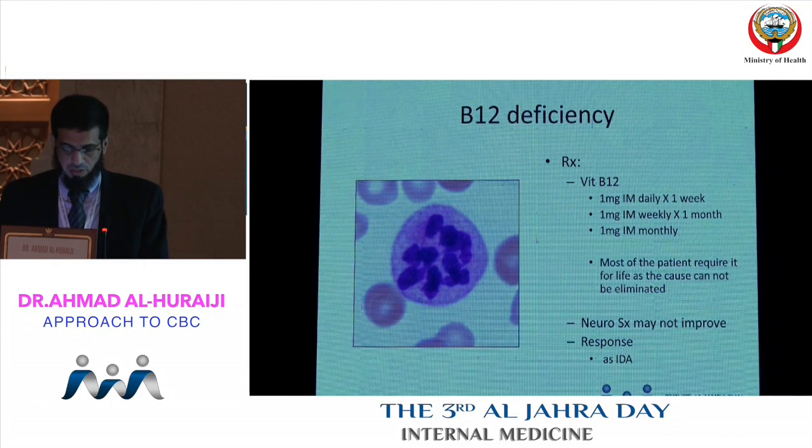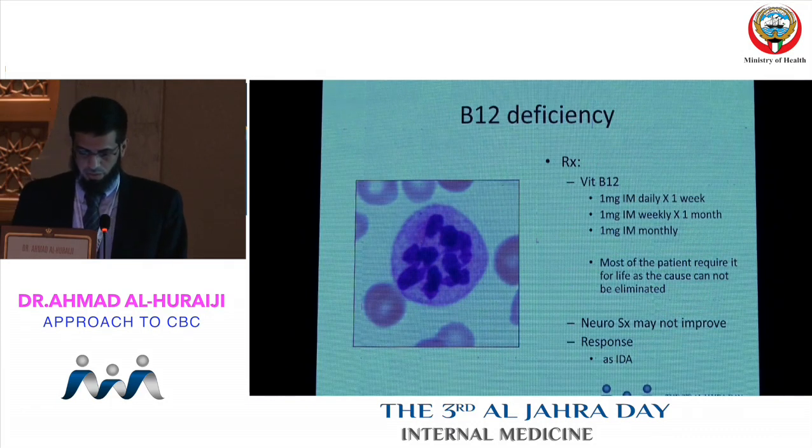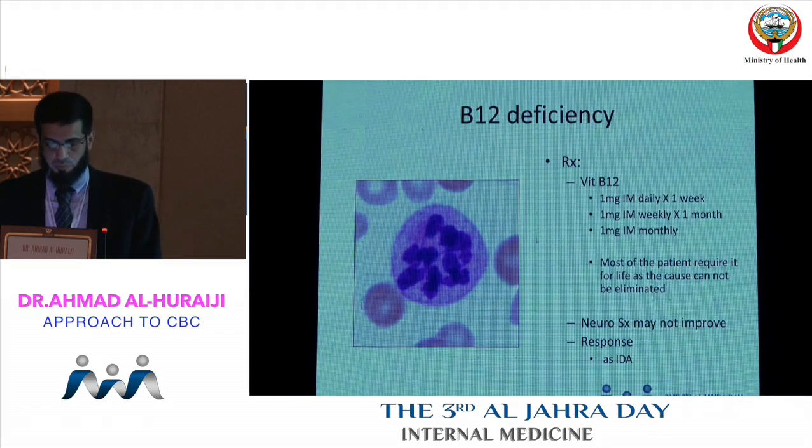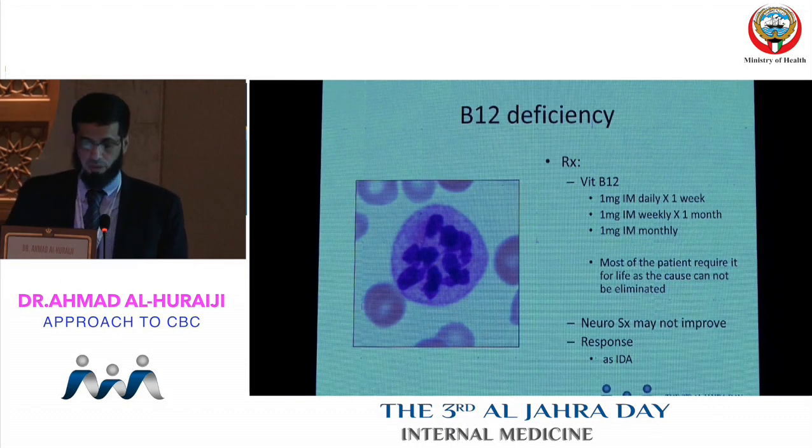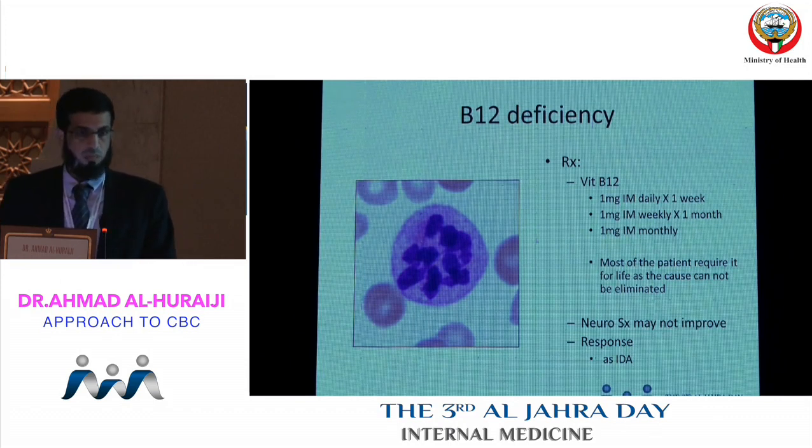And this is a hypersegmented neutrophil shown here, more than 5 segments in the nucleus. And then the B12 replacement, usually classical, 1 injection daily for 1 week, followed by weekly for 1 month, followed by monthly. And most patients will require a lifelong B12 replacement, as the cause can't be eliminated.